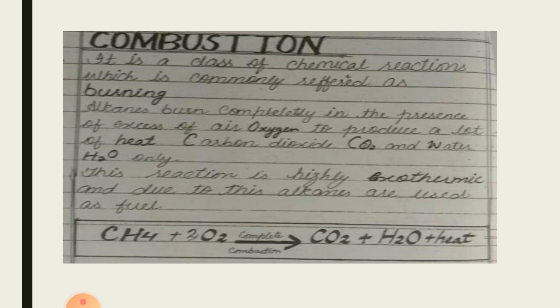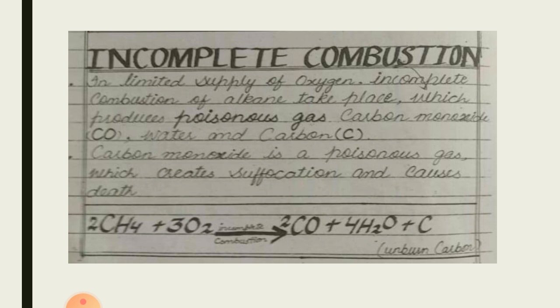We will get carbon dioxide, water, and heat. As it is evolving the heat, it is an exothermic reaction. But if we have less availability of oxygen, then instead of carbon dioxide, it will produce a lethal, poisonous gas called carbon monoxide, and it will have some unburned carbon atoms.